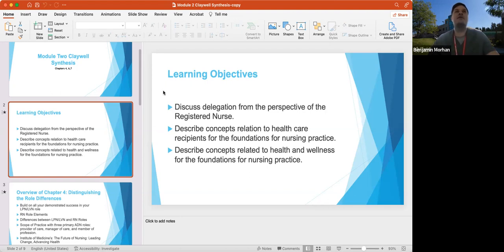So you can do IV therapy, communication and patient teaching, patient education, and that is all part of the RN. RNs can also further their credentials through the American Nurses Credentialing Association. An overview of Chapter 4. Just remember here, let's go to Chapter 4.